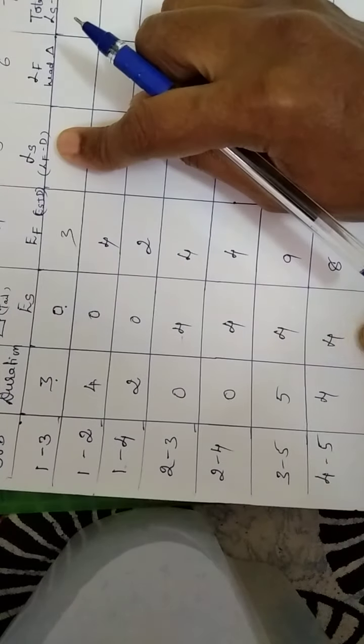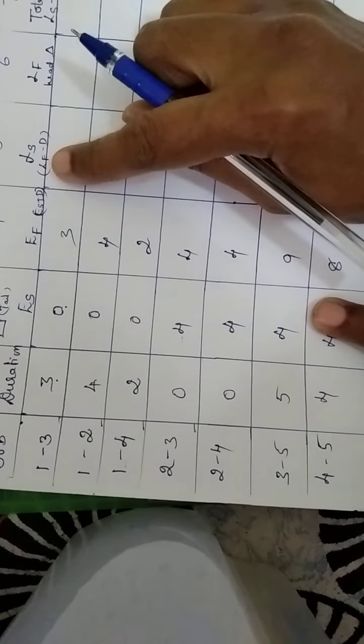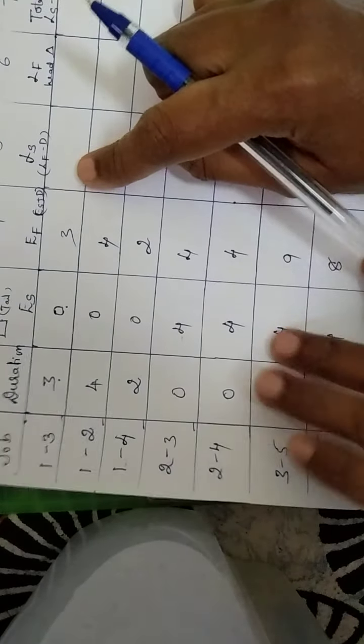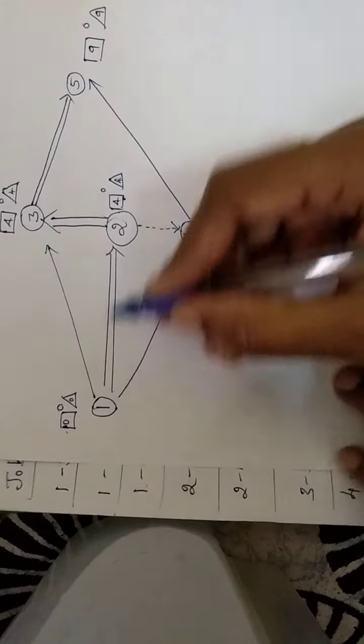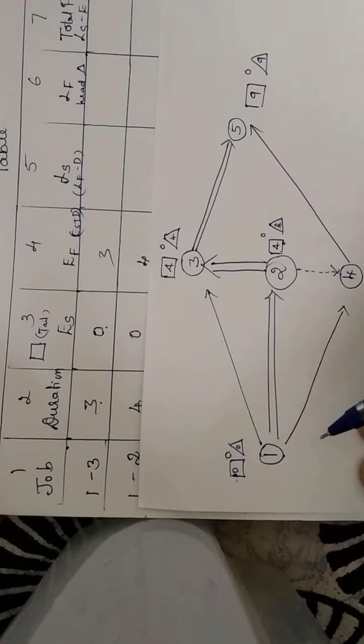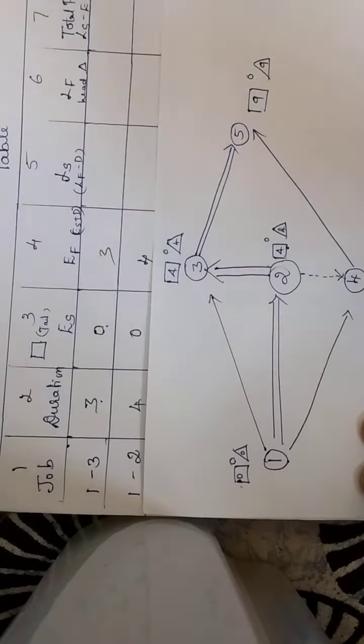Now coming down to the fifth column, it is latest finish time minus the duration. So here we cannot work out this column unless we work out this, the latest finish time of the head event. So what we are going to do is, in this particular diagram, we will have to take for each job the latest finish time of the head event.